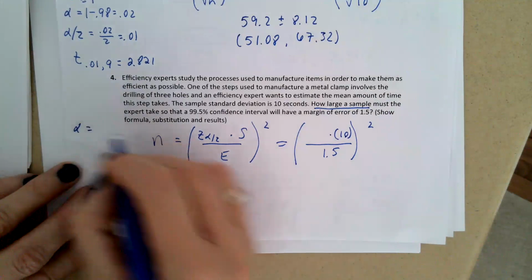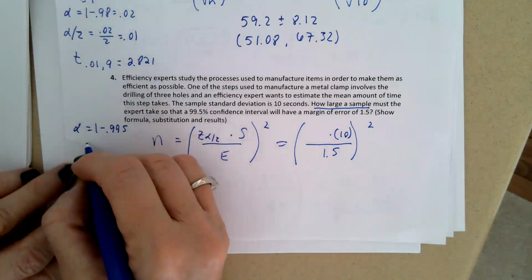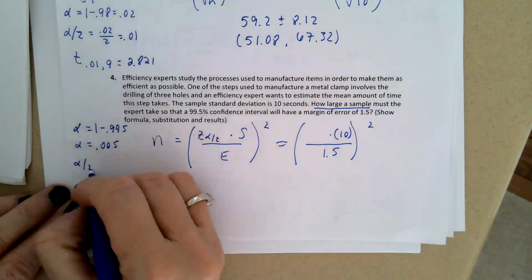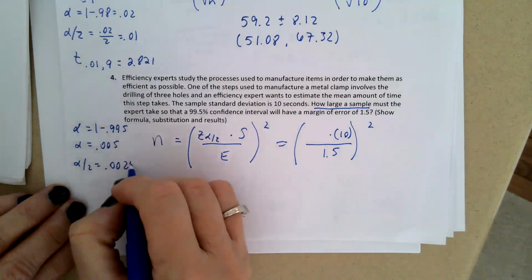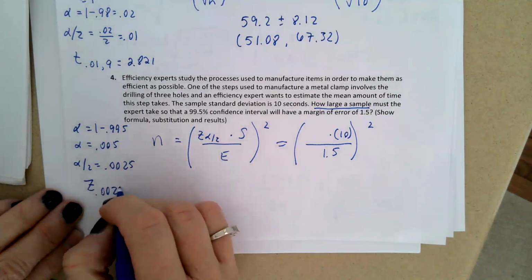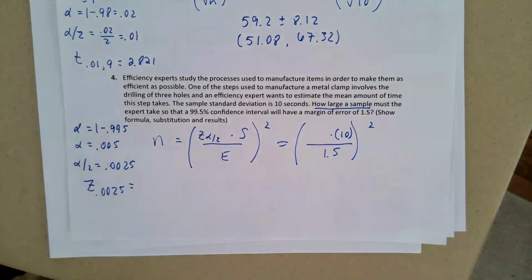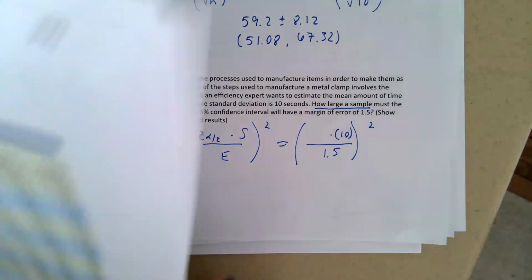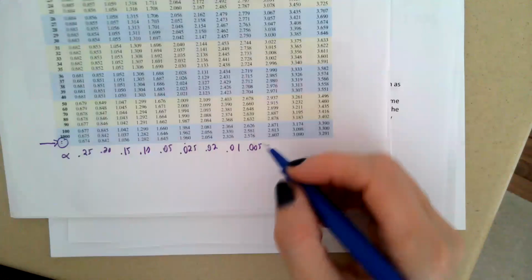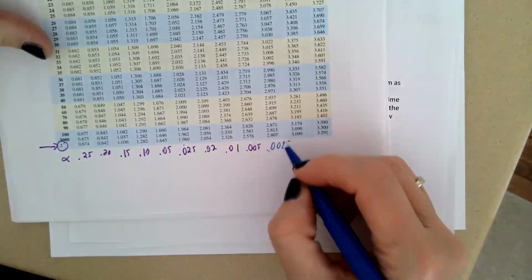So alpha is 1 minus 0.995, which equals 0.005. So alpha divided by 2 is 0.0025. So we need Z of 0.0025. Let's see if this is one that's in our sheet here. It is up here, 0.0025. That's this one down here, 0.0025. So it's 2.807.